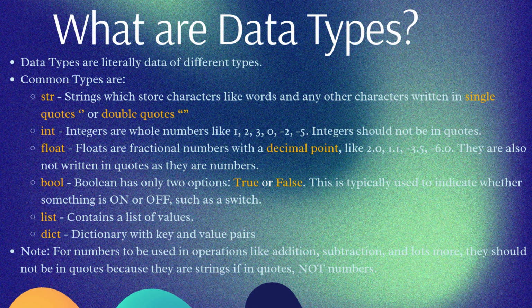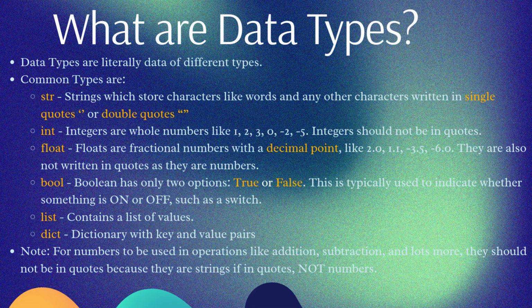Quotes are a really great sign to know that, oh yeah, this is a string. And it really doesn't matter which one you use. You can use a single quote or double quote. Next up, we've got integers with the keyword int. Integers are whole numbers like 1, 2, 3, 0, negative numbers as well, -2, -5, and many more. And note that integers should not be in quotes.